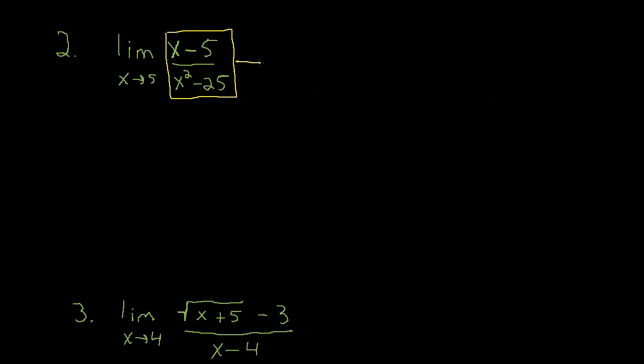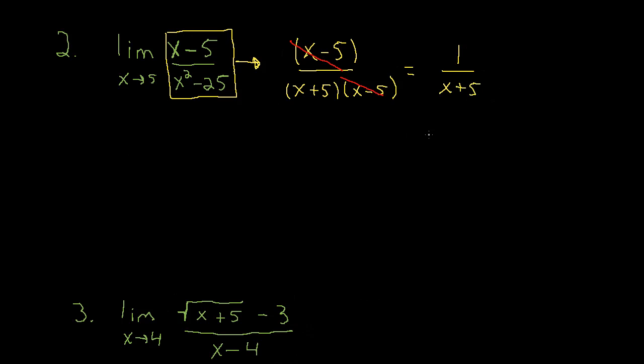And the way we're going to do that in this case is we're going to factor our denominator. My numerator is just x minus 5. My denominator is x plus 5 times x minus 5. So you can see that we really have some common factors here, and these reduce. When they reduce, we get a 1 up top, and down below I'm left with just an x plus 5.